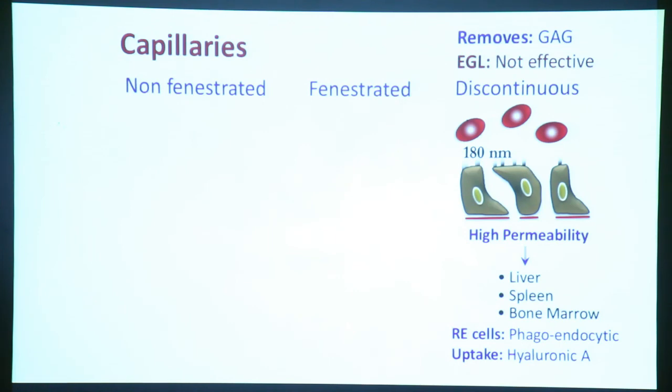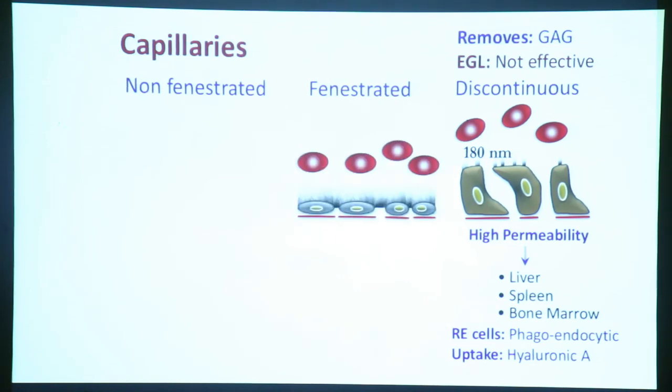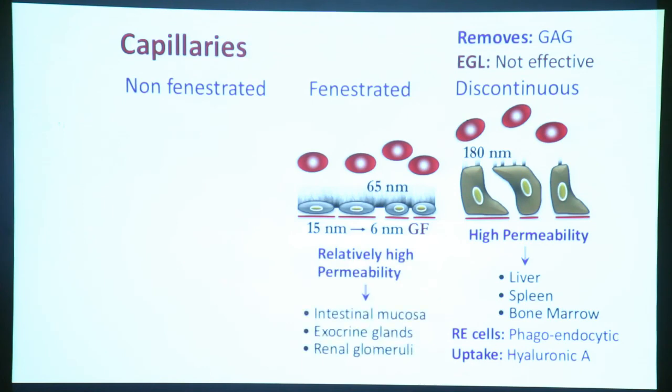Now another important aspect: fenestrated capillaries. Just pay your attention now. Fenestrated capillaries have a pore size of about 65 nanometers. But if you look at the podocytes of the individual cells, they reduce the pore size to 6 nanometers. And this is where you have glomerular filtration occurring in the kidneys. So these are relatively highly permeable ones. We have them in exocrine glands, in interstitial mucosa, and renal glomeruli.